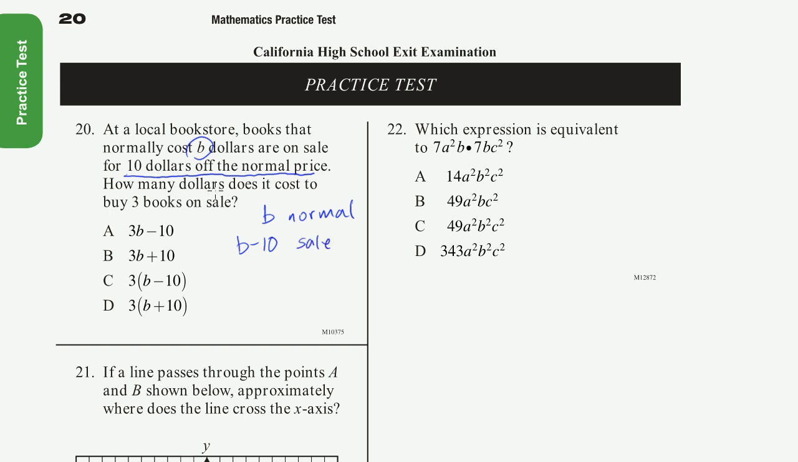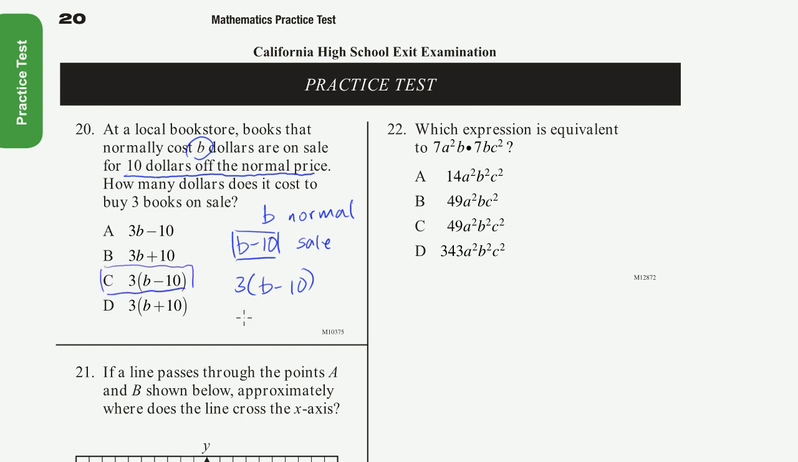How many dollars does it cost to buy 3 books on sale? Each book on sale is going to be B minus $10. So if you buy 3 of them, you just multiply that times 3. So it's going to be 3 times B minus 10. And you see that choice right there.